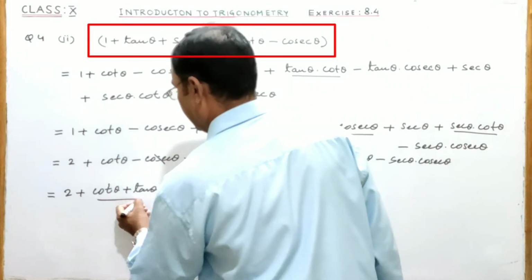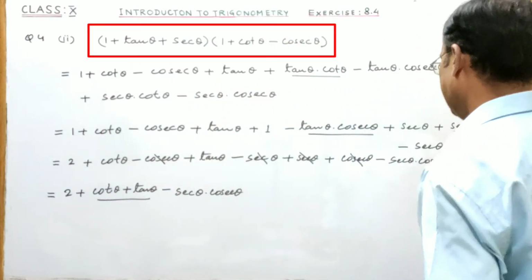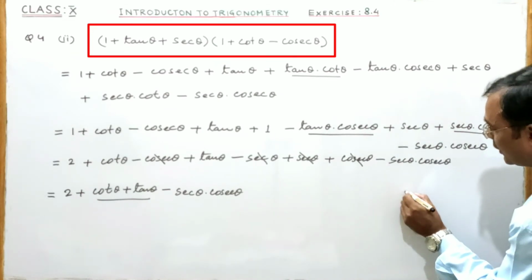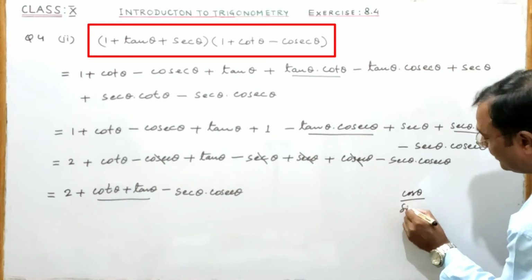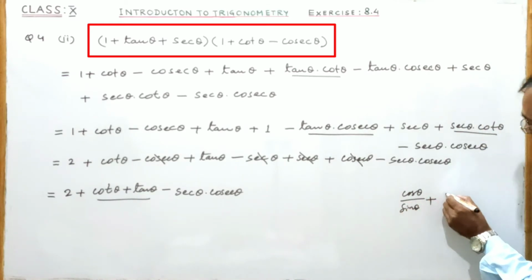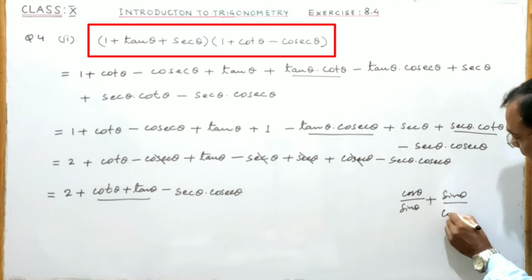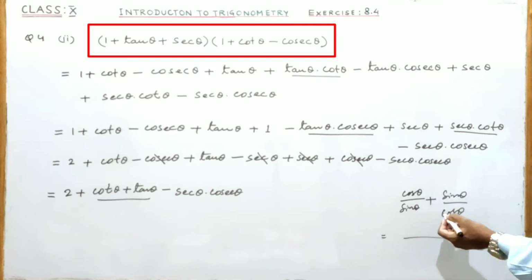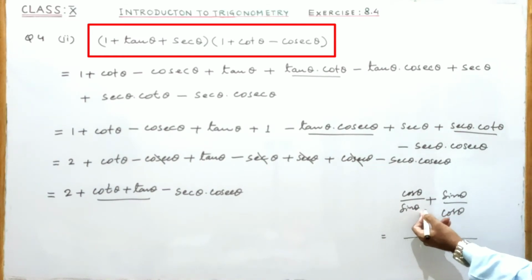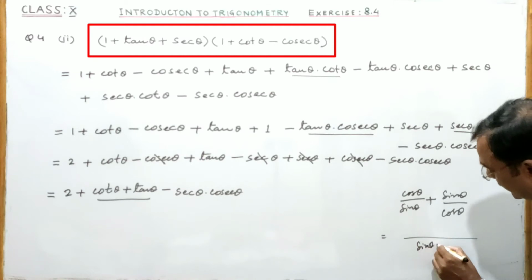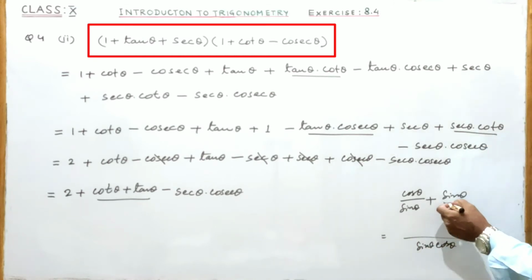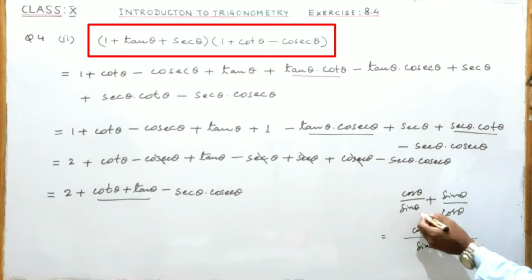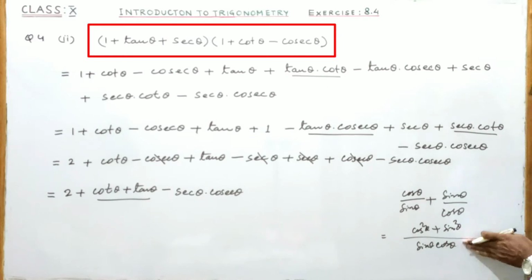Now let us simplify this cot theta plus tan theta. Here we are going to simplify cot theta plus tan theta. Cot we can write cos theta by sin theta plus tan we can write sin theta by cos theta. If we take LCM, it will be sin theta into cos theta. Numerator cos into cos, cos square theta plus sin into sin, sin square theta.